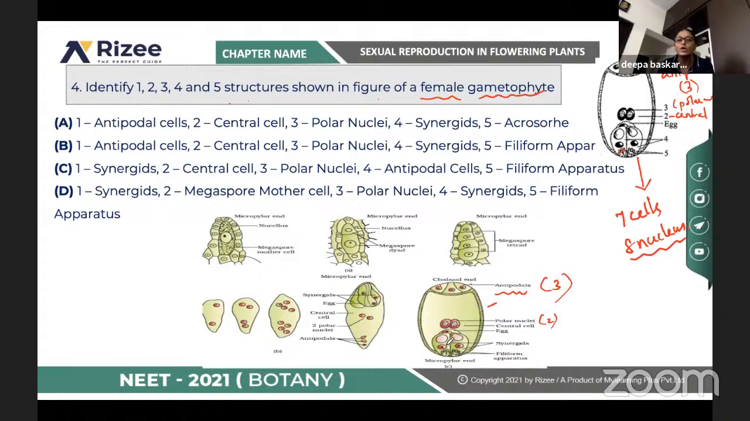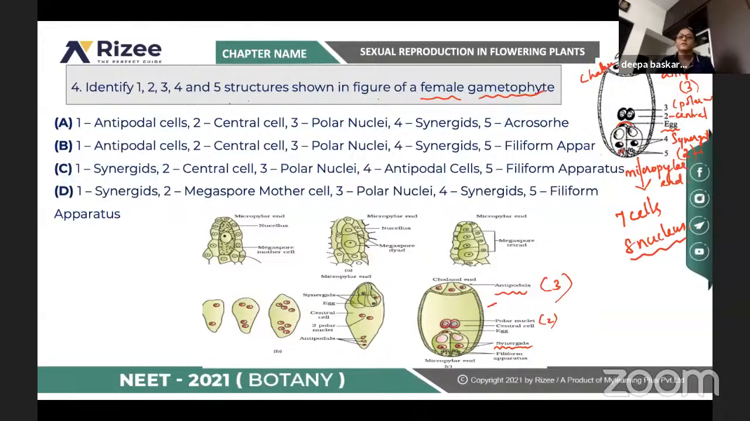Number 4, let us see what are the synergids. What is the role of the synergids? These are also 2 cells which help in the fertilization process. The pollen tube releases the pollen grain, that is the male gametophyte, into the synergids. So the cytoplasm of the synergids receives 2 male gametes. One fuses with the egg which is present here. This is the micropylar end, and this is the chalazal end.